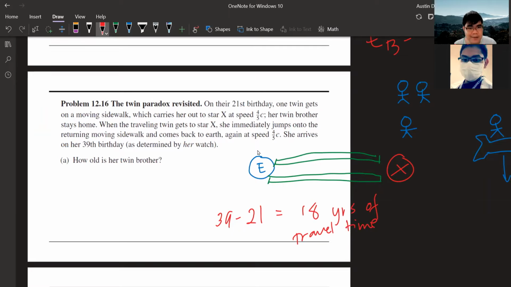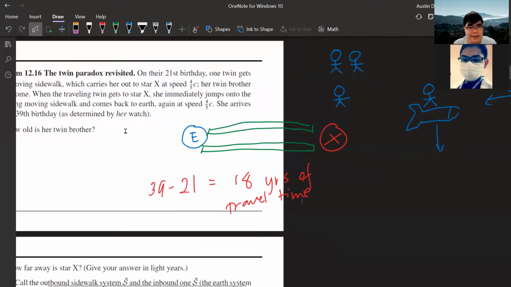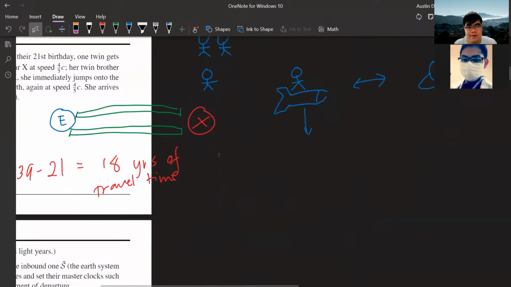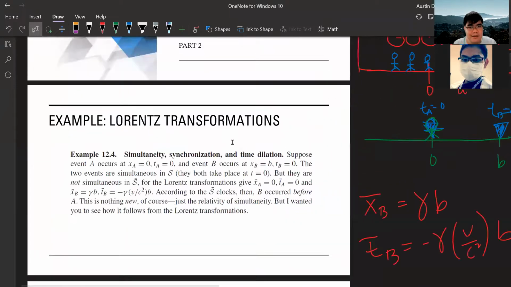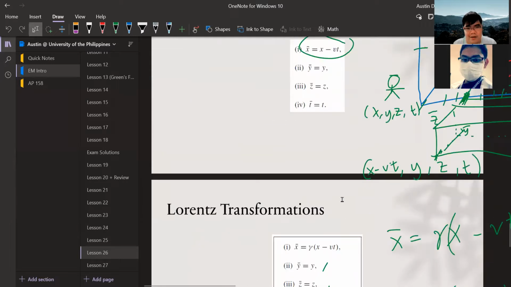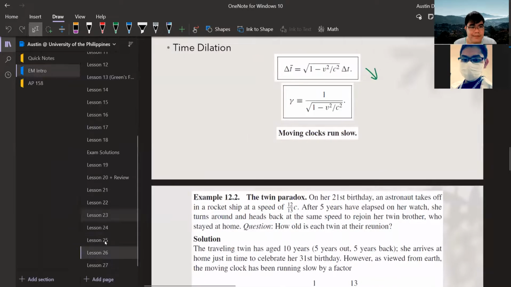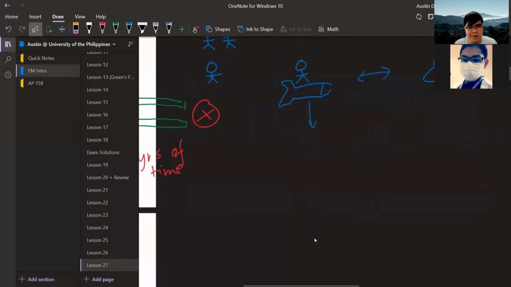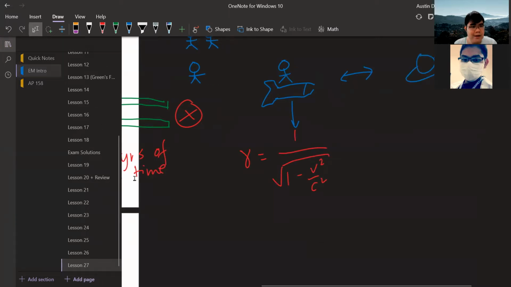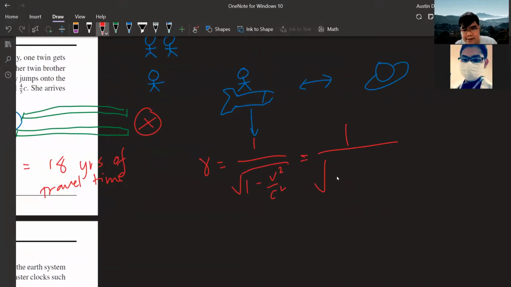Okay, so lagay lang natin dito. 18 years of travel time. And then what else? Yung 4/5 the speed of light. We have that. So ano yung gamma natin? Kunin ko lang yung gamma. Okay. Yung gamma ay 1 over square root ng 1 minus v squared over c squared. And plugging in the constants that we have, this is 1 minus 4 squared over 5 squared, tapos kakancel yung c.